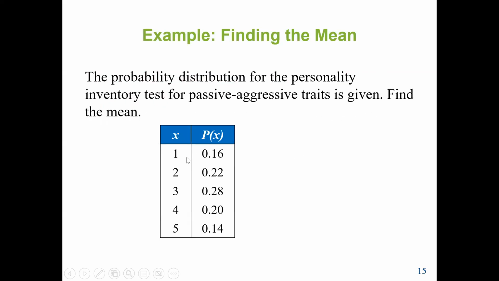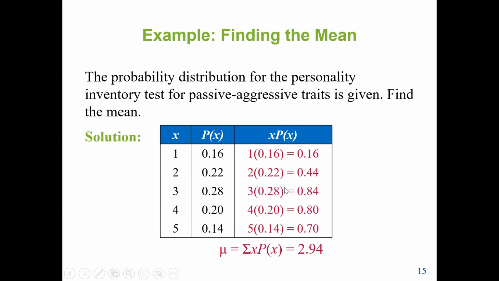So this is our example again. Remember, for our first score the probability was 0.16, for score 2 it was 0.22, for score 3 it was 0.28, for score 4 it was 0.20, and for score 5 it was 0.14. So if I'm finding the mean, or the expected value, we are going to multiply 1 by 0.16 plus 2 times 0.22 plus 3 times 0.28 plus 4 times 0.20 plus 5 times 0.14. So that's what we have here.